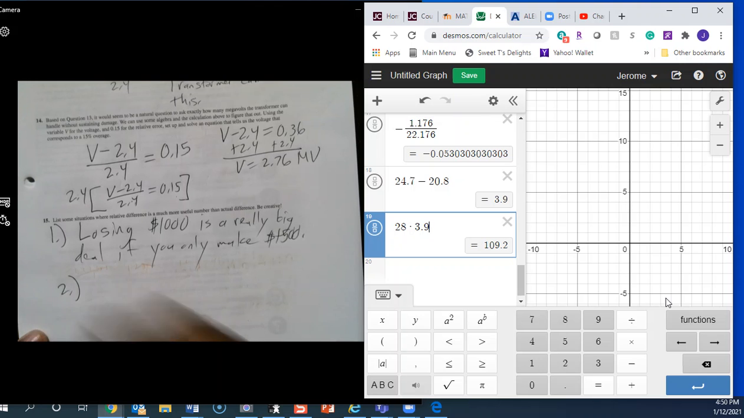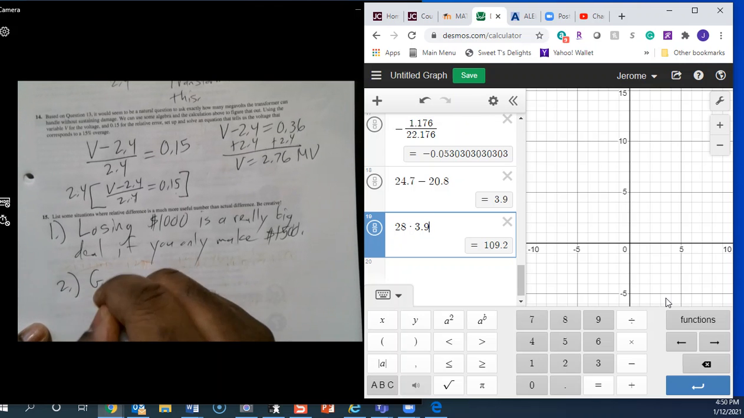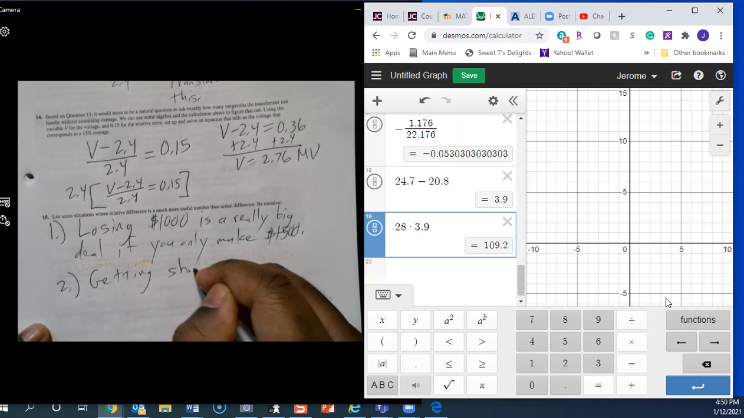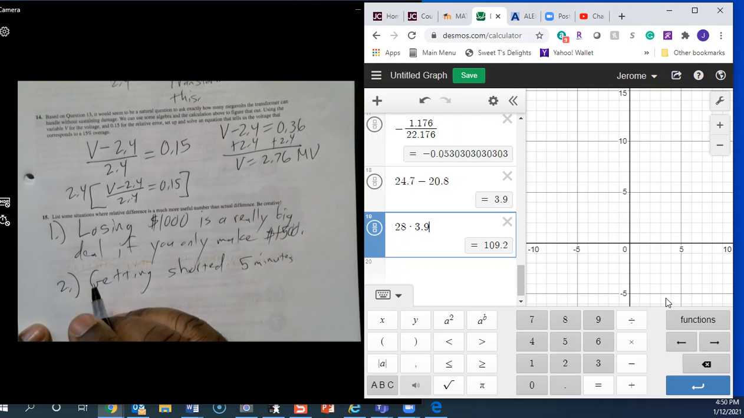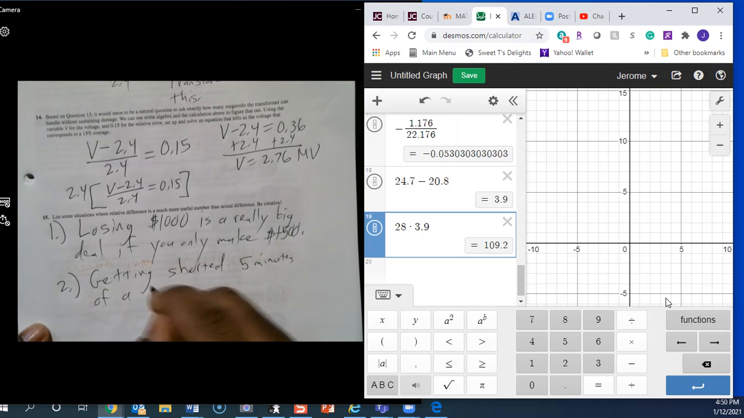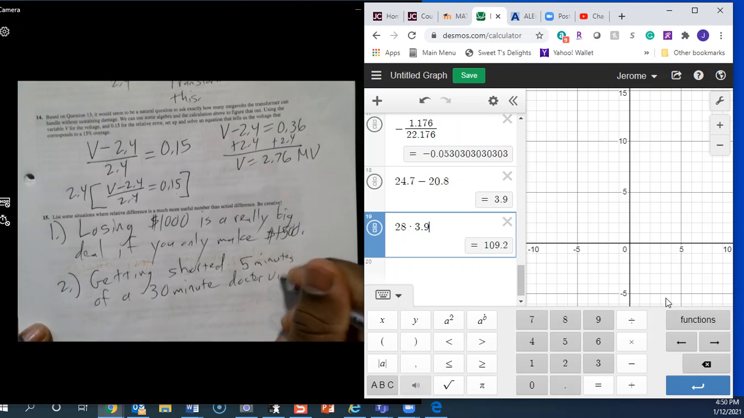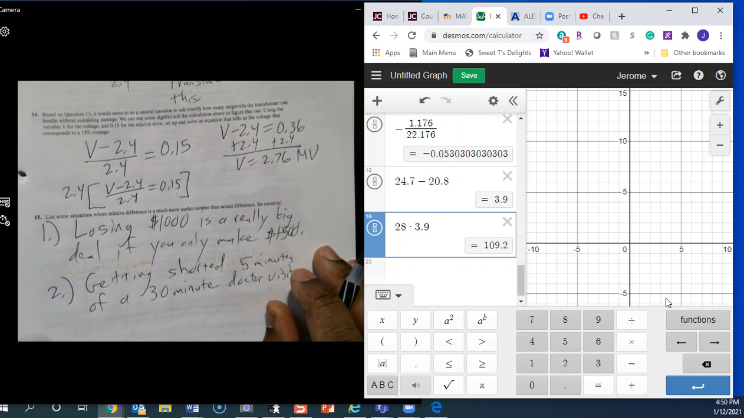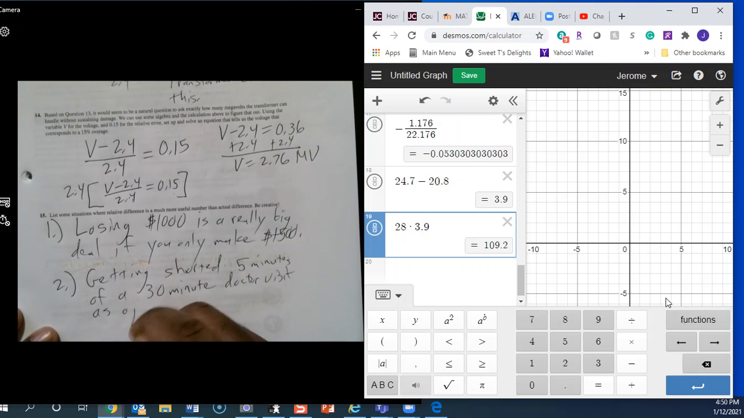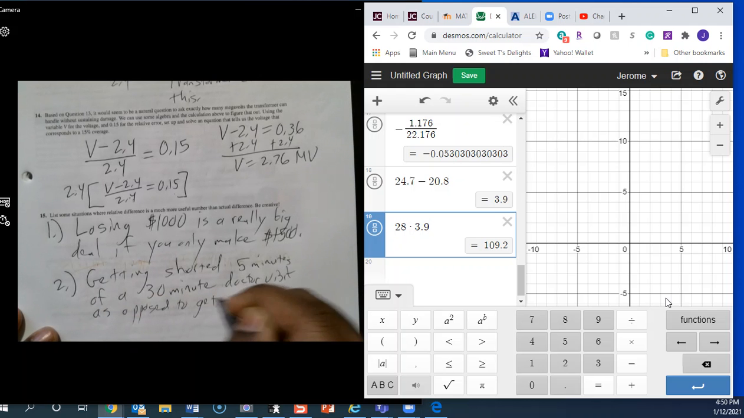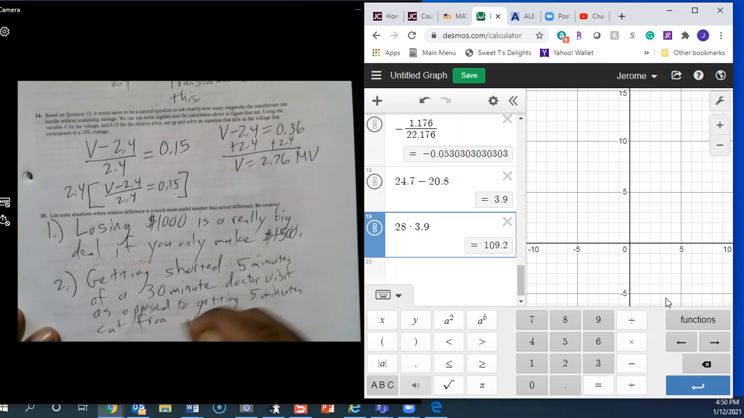Okay. Number 2, getting shorted 5 minutes of a 30-minute doctor visit as opposed to getting 5 minutes cut from a 2-hour doctor visit.